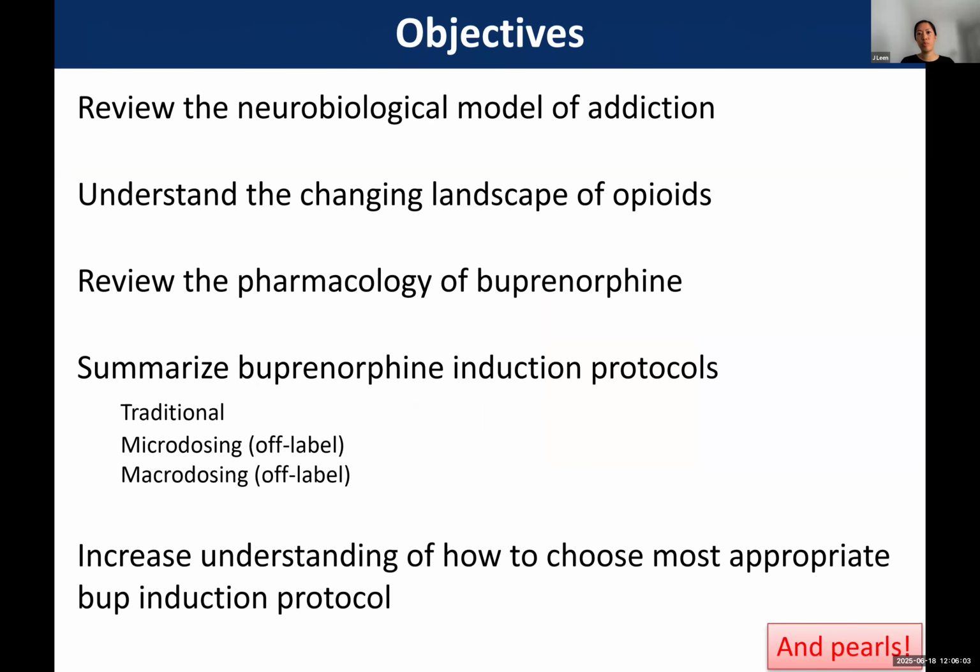Today, we'll review the neurobiological model of addiction, understand the changing landscape of opioids, review specific key properties of buprenorphine, and go through different induction protocols that exist and understand how to choose the most appropriate one.